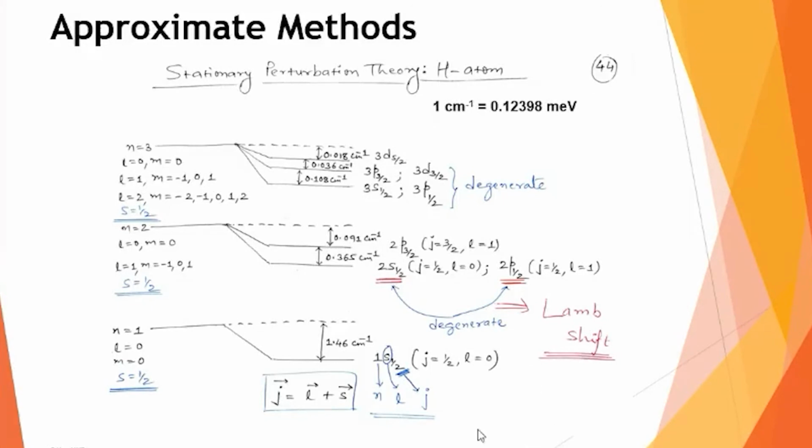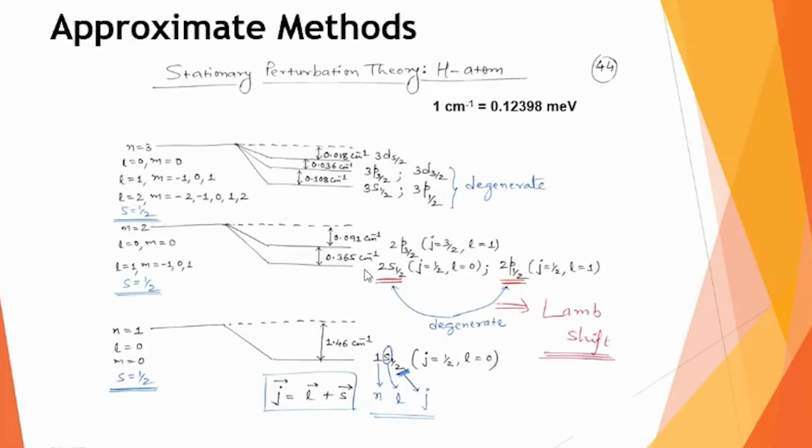Whereas the subscript, at the foot of this L symbol S, P, D, F, whatever I have written, half or 3 by 2 or 5 by 2, actually indicates the value of the total angular quantum number, which is the vector sum of the orbital part and the spin part. So these last fractional numbers indicate the value of J. So the ground state is written like this, 1s with subscript half. What you understand from this is n is 1, J is half, and L is 0.